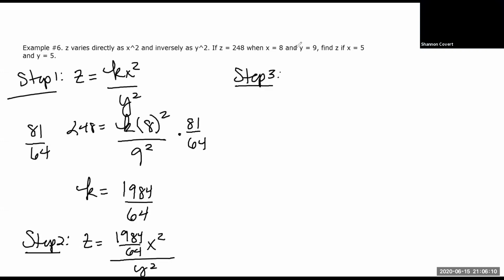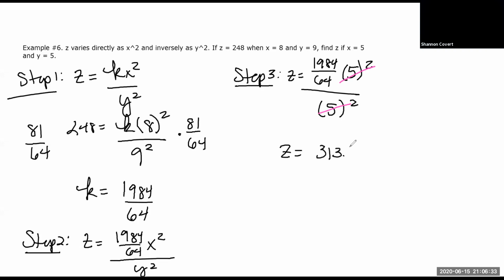Step 3, z equals 1,984 over 64 times x squared is 5 squared over y squared, which is 5 squared. This one is nice because the 5 squareds divide out, and that leaves me with z equals 313.88 because it's simply 1,984 divided by 64.